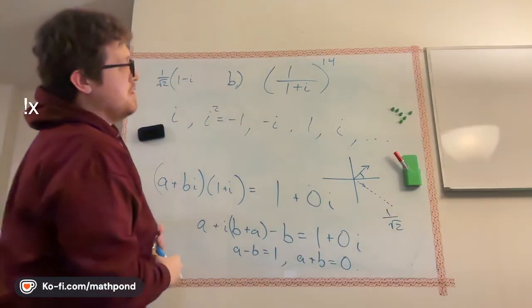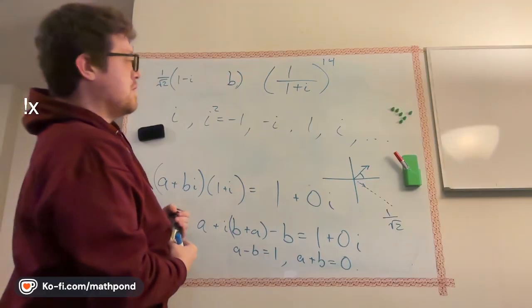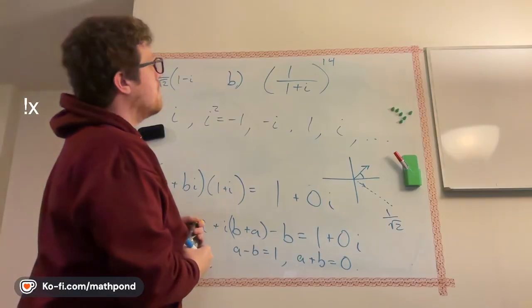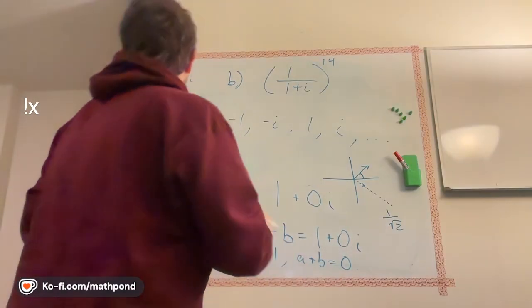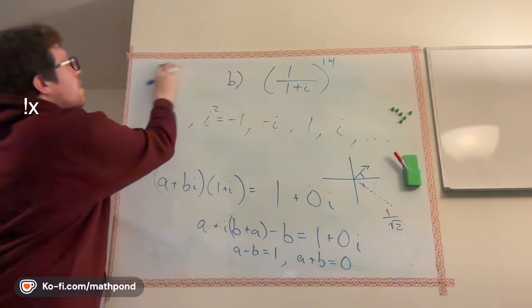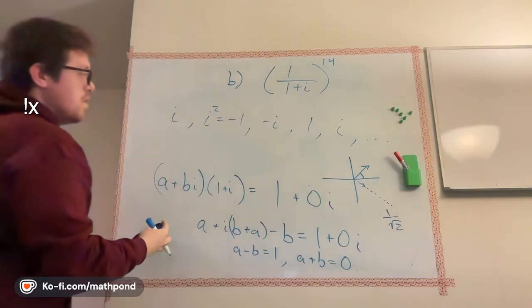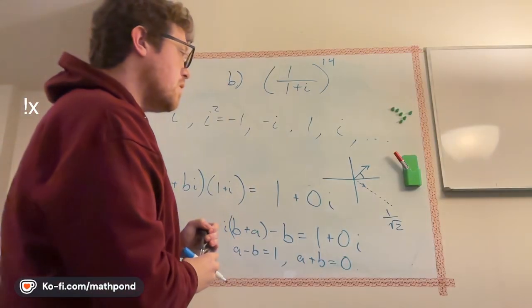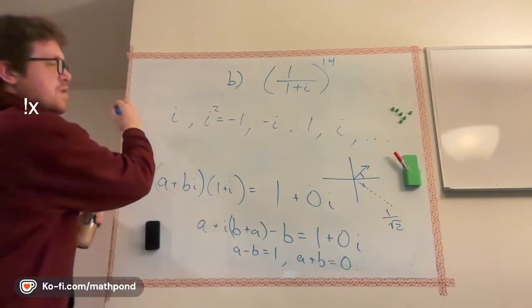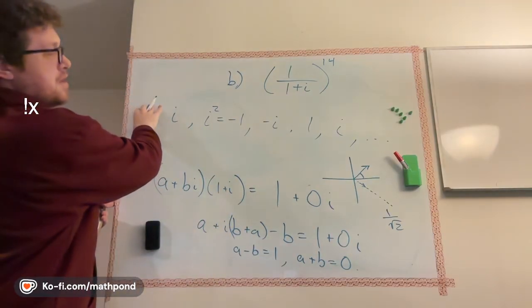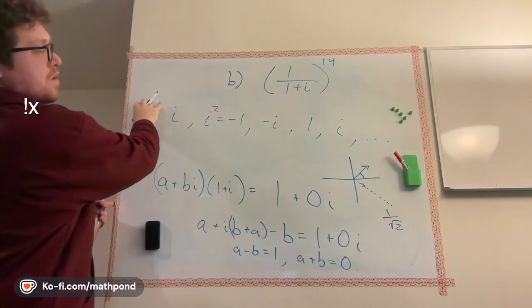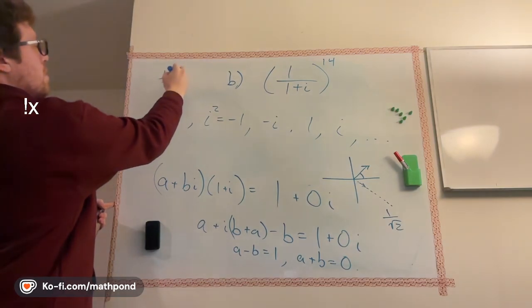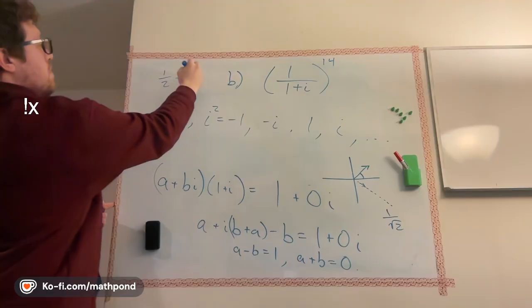Or actually, I guess, no, that's not right. No, that's probably not right. Hold on. Wait, so... Right. Oops. So we want it to be one half minus i over 2.